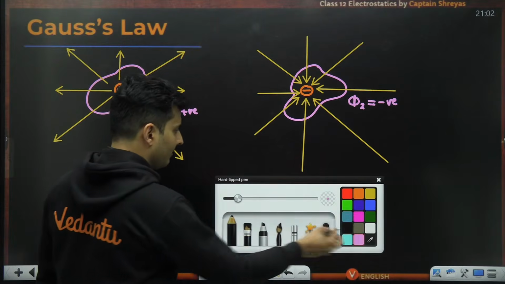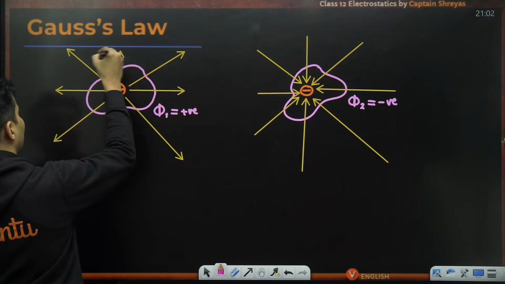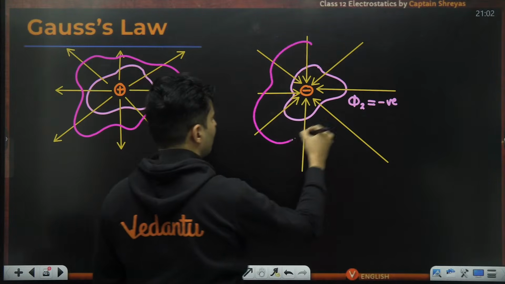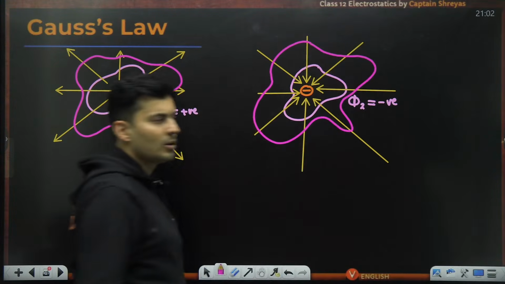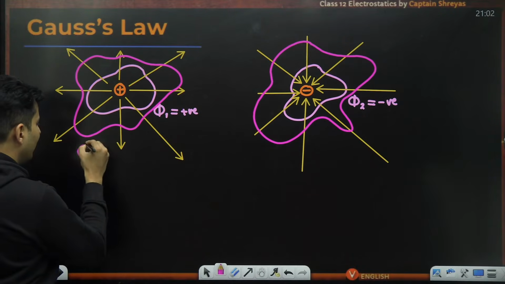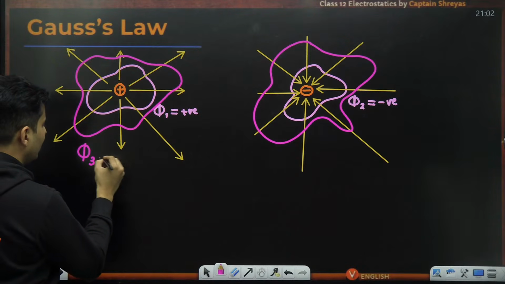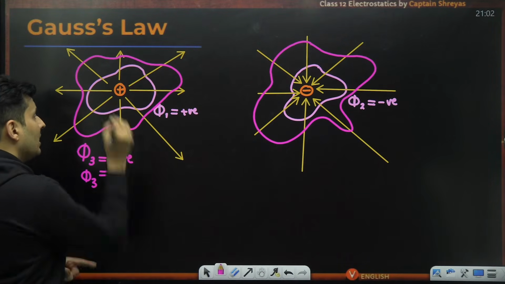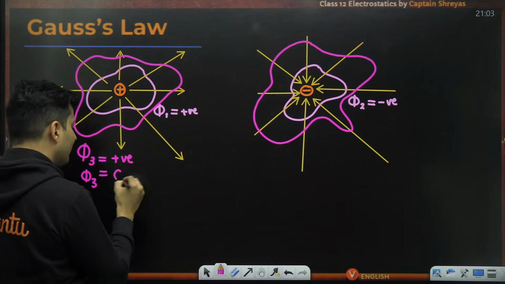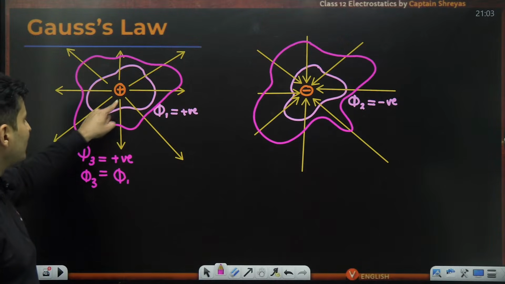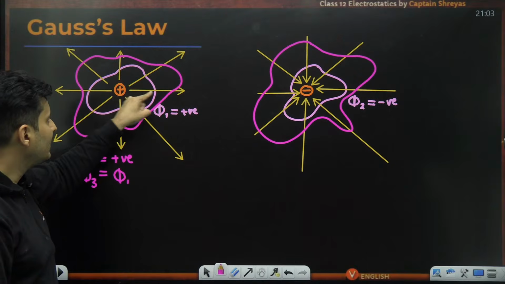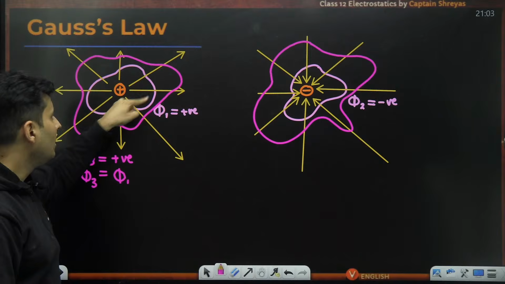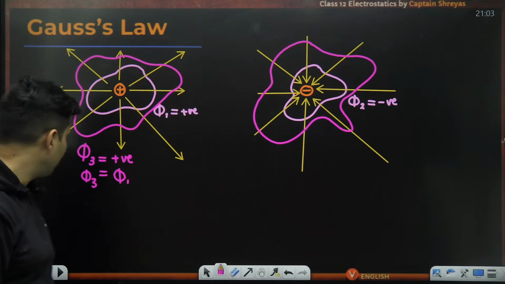What if I chose another surface, another random shape like this over here versus some random shape like this, again a closed surface. If you ask me what is the flux through this surface, let's say phi 3, I will say it is still positive, and not just any positive. In fact, it should be same as phi 1. Why is it so? Because the same line cutting here is cutting here, same line cutting here is cutting here, same line cutting here is cutting here. All the lines cutting the light pink surface are cutting the dark pink surface over here.